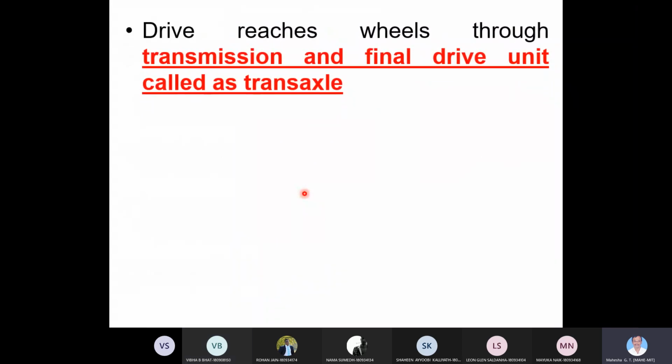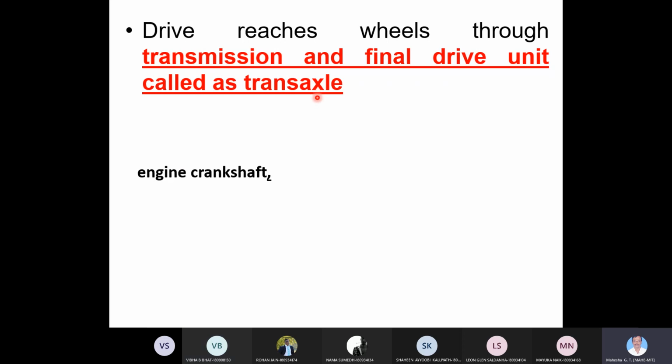So here drive reaches the wheels through transmission and final drive unit, which are put in one assembly, and hence it is known as transaxle. Okay, that is the transaxle. Even you can include the clutch also here. So the clutch together with gearbox together with final drive, all of them are housed in one assembly, which is known as transaxle. Okay, that is the main feature.